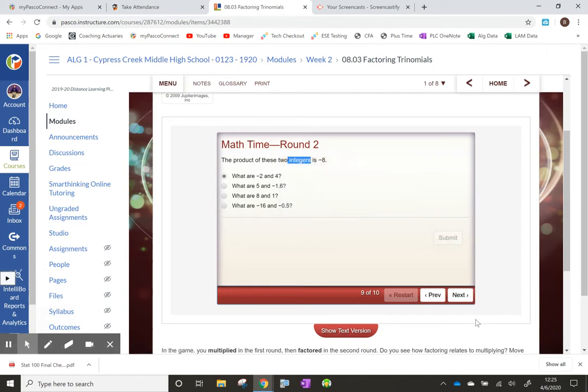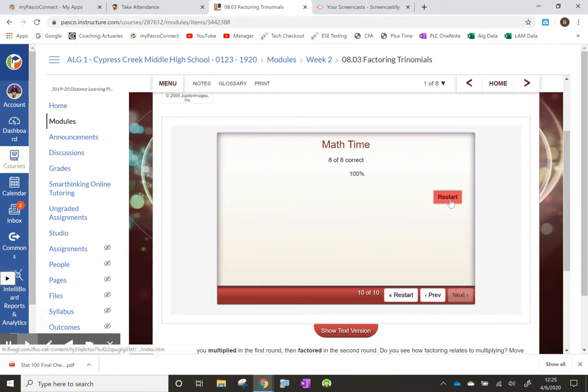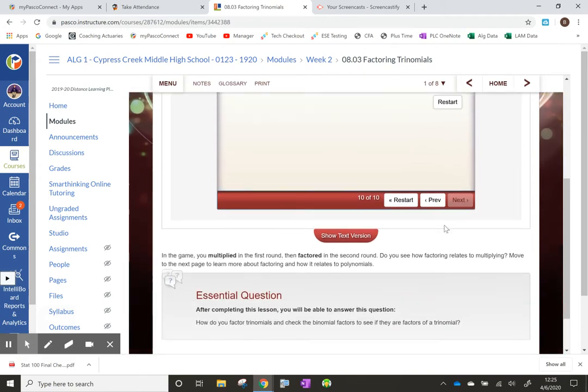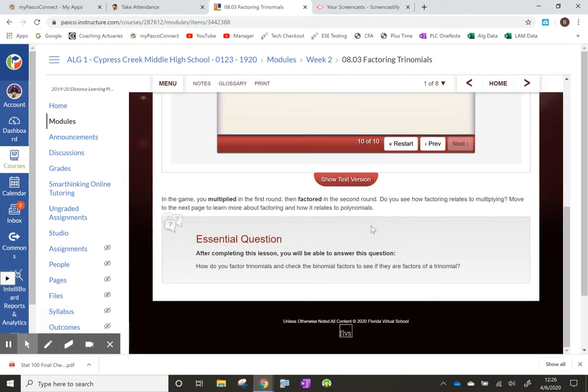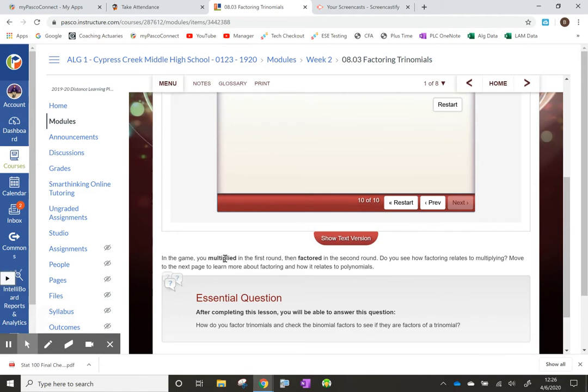Let's go. And then, oh, we got 8 out of 8 correct. Let's go. We don't need to restart. Let's move on. All right, so you get the idea, right? Factors are things that multiply together. In the game, you multiplied in the first round, then factored in the second round. So it's opposites, right? Factors are two things that multiply to make a certain value, or it could be 3 things. It's just whatever gets multiplied together, those are the factors. And then the product is what the answer is.